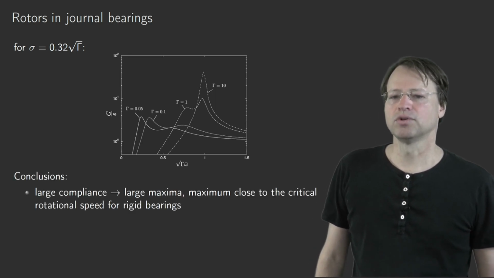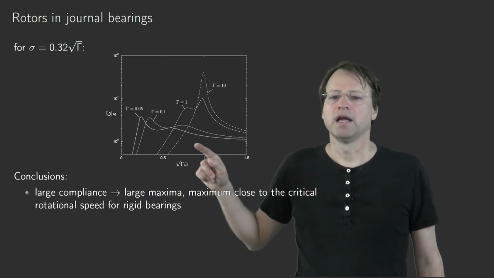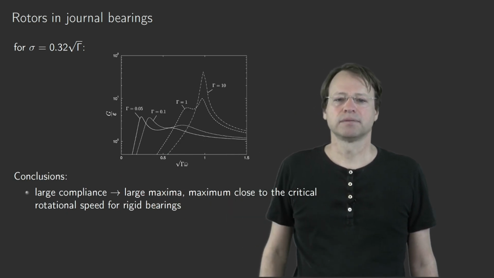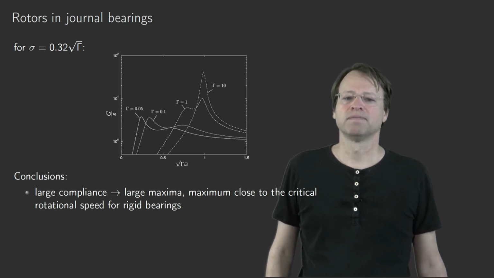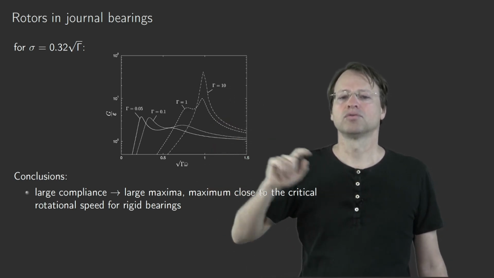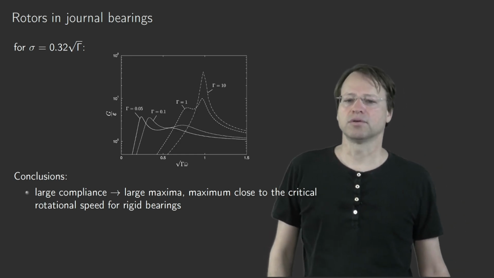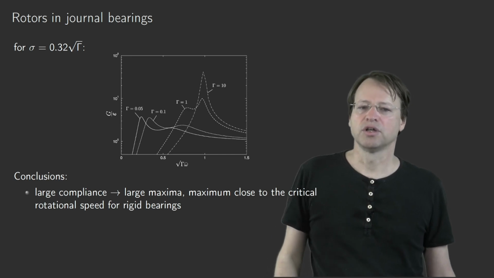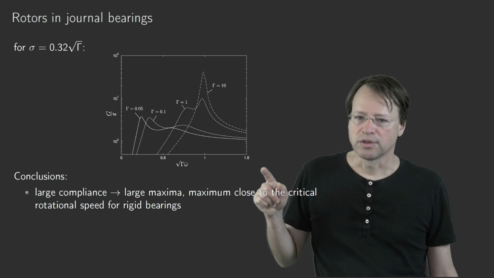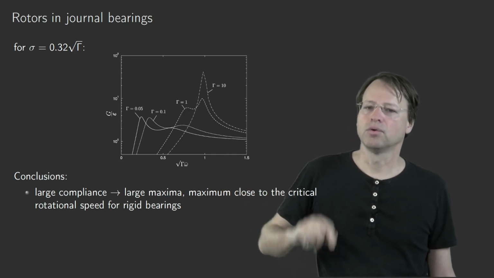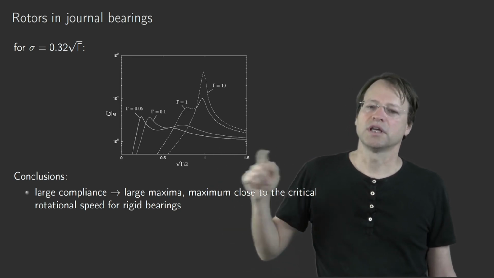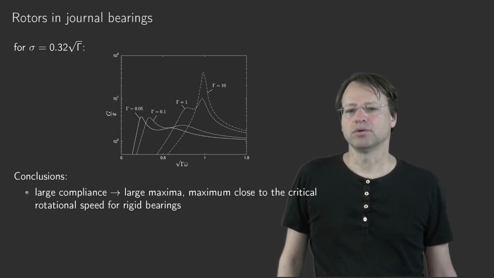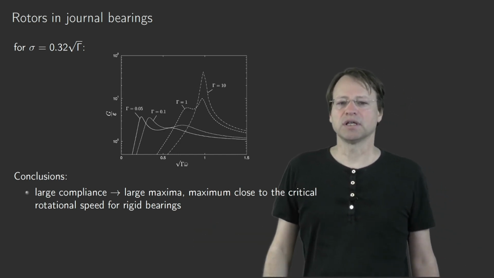So what can be concluded here, if we have a large compliance here, very soft rotor, then we have large maxima, and these occur close to resonance. So the critical rotational speed has nothing to do, we are here at external excitation, with the self-excited limit speed studied before. So the critical rotational speed here for that rotor would be close to the natural frequency of the Jeffcott rotor. Classical result.